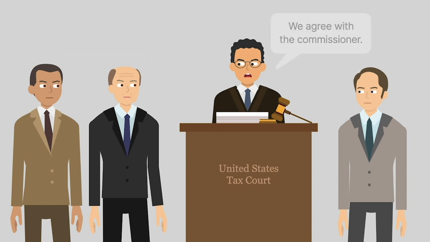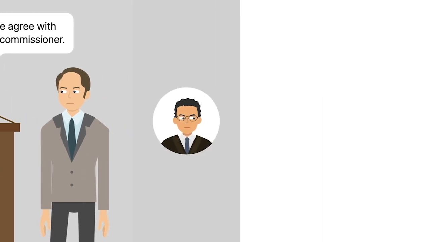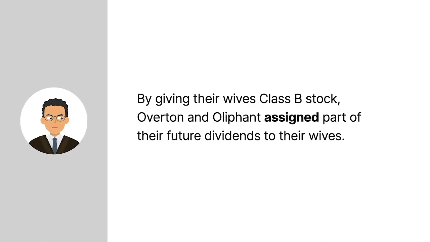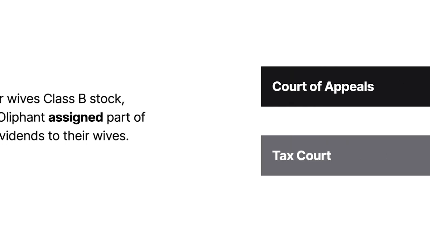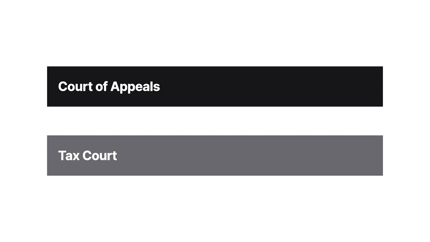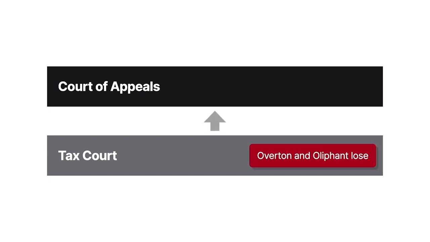The tax court agreed with the Commissioner and found that by giving their wives Class B stock, Overton and Oliphant hadn't actually parted with a substantial part of their interest in Castle, but rather just assigned part of their future dividends to their wives. Accordingly, the tax court concluded that the dividends received by the wives were, for tax purposes, income to Overton and Oliphant. Overton and Oliphant appealed to the Second Circuit.